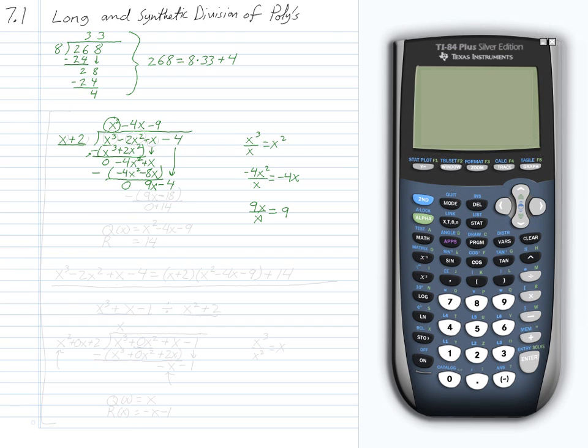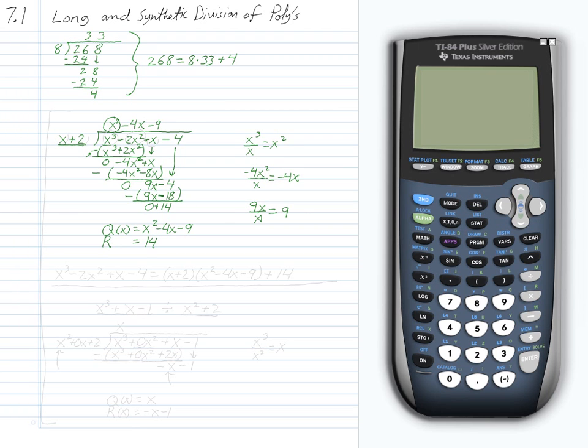So finally, I will end up with 9x minus 18, which I need to subtract. So 9x minus 9x gives me 0, and negative 4 minus negative 18, negative 4 plus 18, gives me 14. So we see that my quotient is x squared minus 4x minus 9, and my remainder is 14.